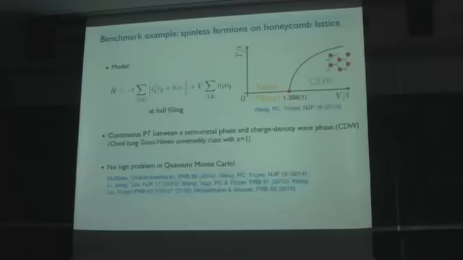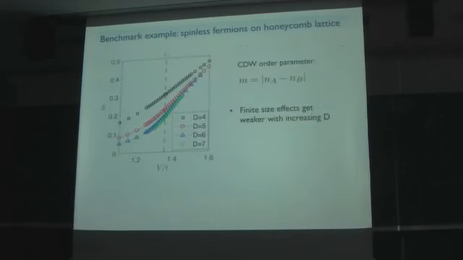The good thing about this model is that there's no sign problem, so we can actually compare with the quantum Monte Carlo data. Here I show you data for the order parameter as a function of interaction for different bond dimensions. The order parameter is given by the difference in Fermi density on the two sublattices. And you can clearly see that we obtain finite D effects here, which get weaker as we increase the bond dimension.